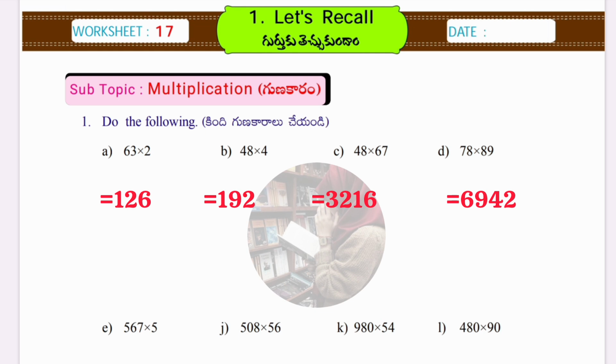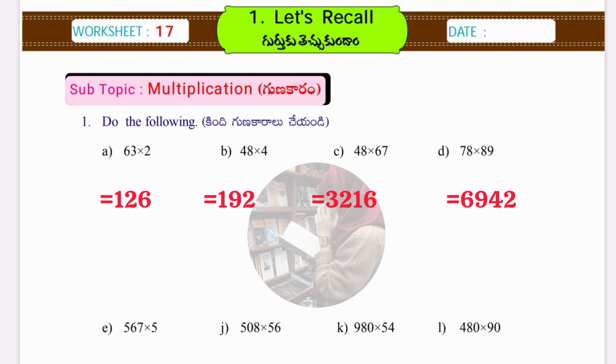So 3 should be written above the 4. Okay, 2 should be written in the result box. Then 4 times 4 is 16, 16 plus 3 is 19, like that. Okay, like that you have to do the multiplication for the rest of the numbers.